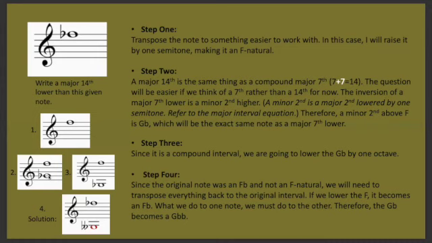Step 3, since it is a compound interval, we are going to lower the G flat by 1 octave. So here it is, lower by 1 octave in this picture here. And step 4, since the original note was an F flat and not an F natural, we will need to transpose everything back to the original interval. If we lower the F, it becomes an F flat, which was the original note. And what we do to one note, we must do to the other. Therefore, that G flat that we solved becomes a G double flat in order to answer the question.